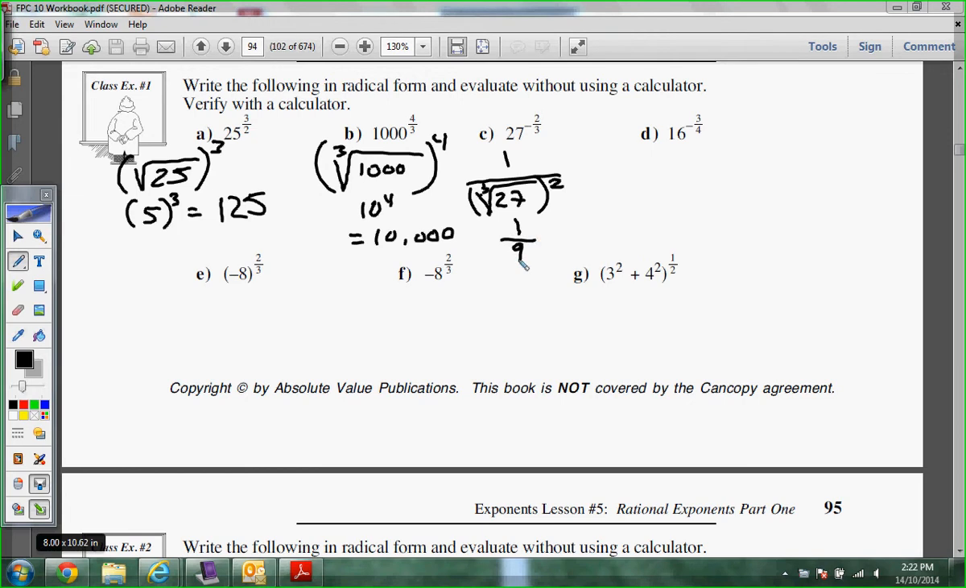Good. Mike, you have another negative? 16. Okay, and then what's the 4th root of 16? Yep, and then what's 2 cubed? No, 8. Okay.